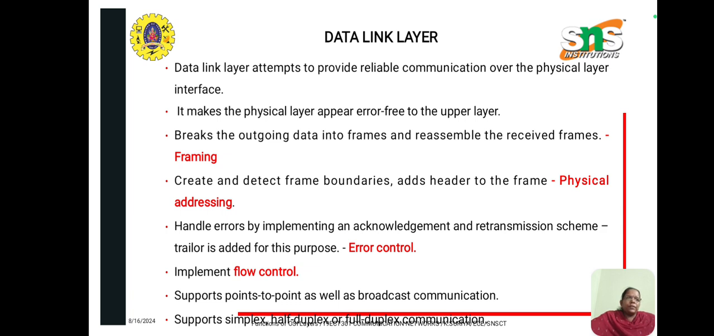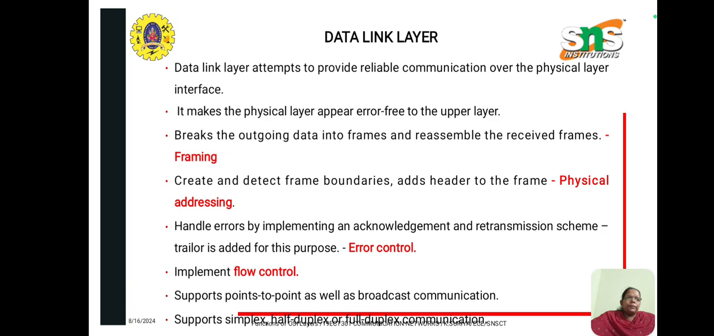Next one is physical addressing. If frames are to be distributed to different systems on the network, the data link layer adds a header to the frame to define the sender or the receiver of the frame. If the frame is intended for a system outside the sender's network, the receiver address is the address of the device that connects the network to the next one.